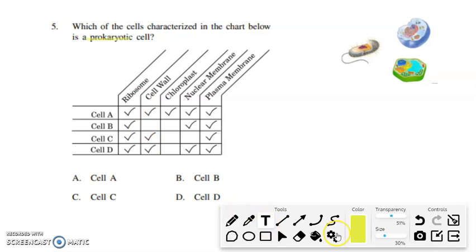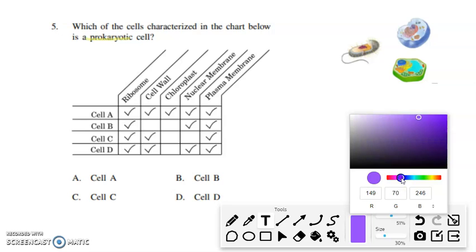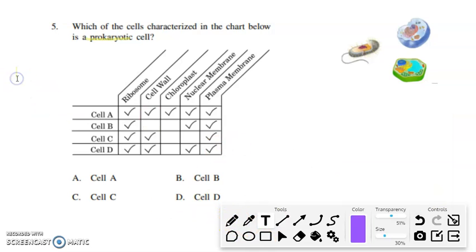If they have a check, that means that yes, it has it. So I'm going to go ahead and just put a text over here just to kind of refer back to if it has a check, that means yes, it has it. Okay, so remember we're going to be keeping in the back of our mind prokaryotic cell.